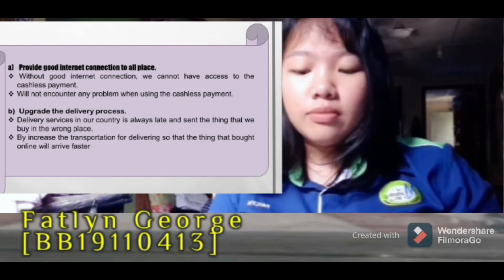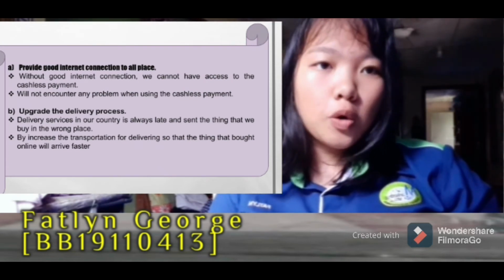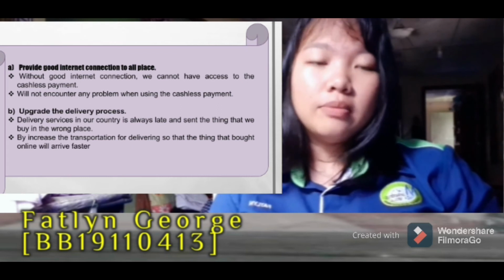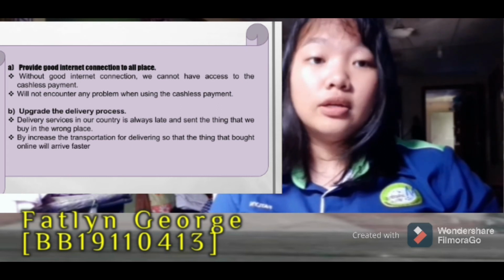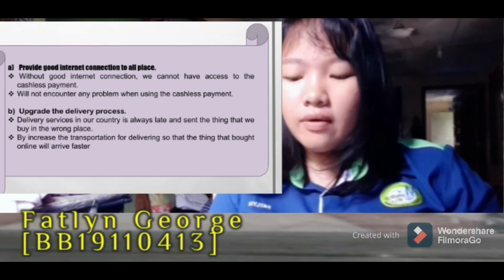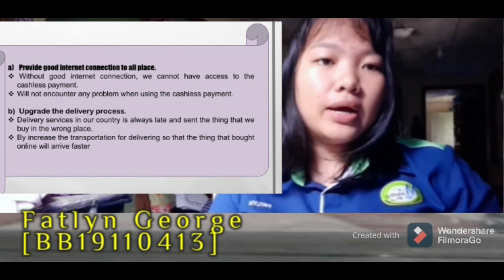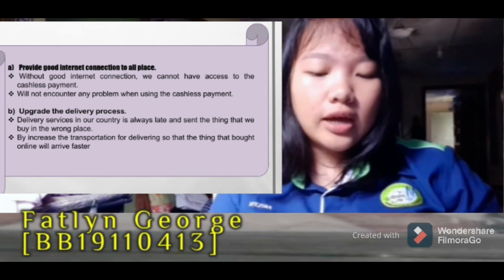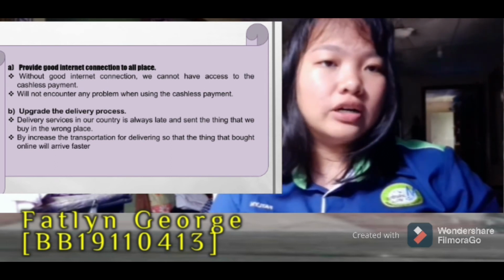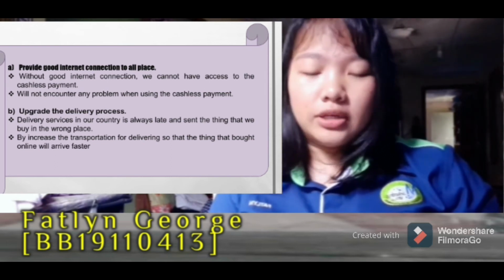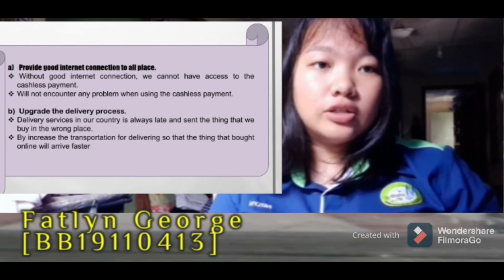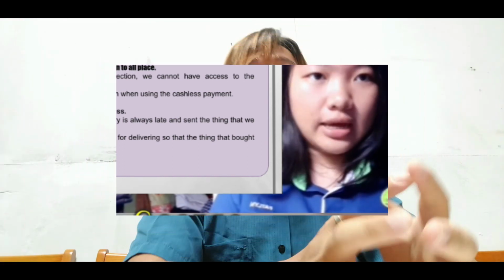And the country must provide good internet connection to all places because without it, people cannot choose cashless payment online. And lastly, the country must upgrade the delivery process and services by increasing the transportation and workers to deliver goods because the delivery process in our country is always late and makes mistakes.